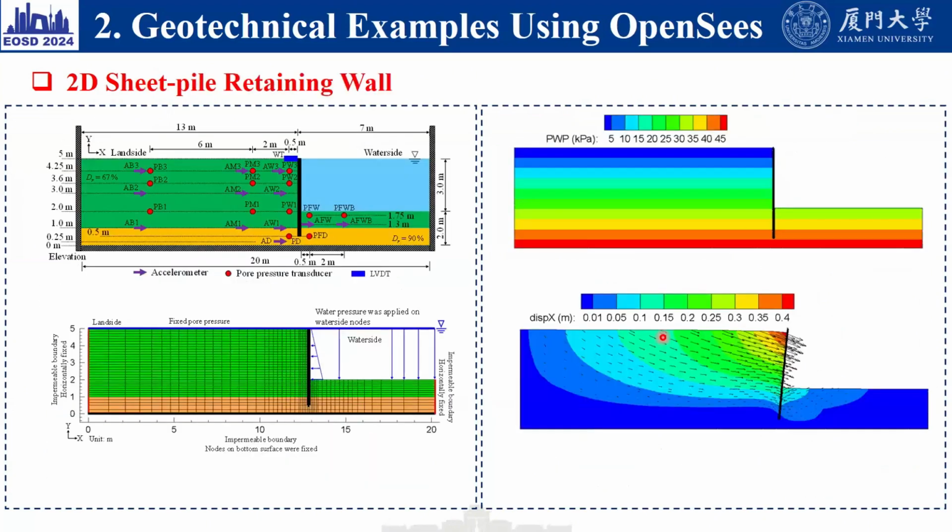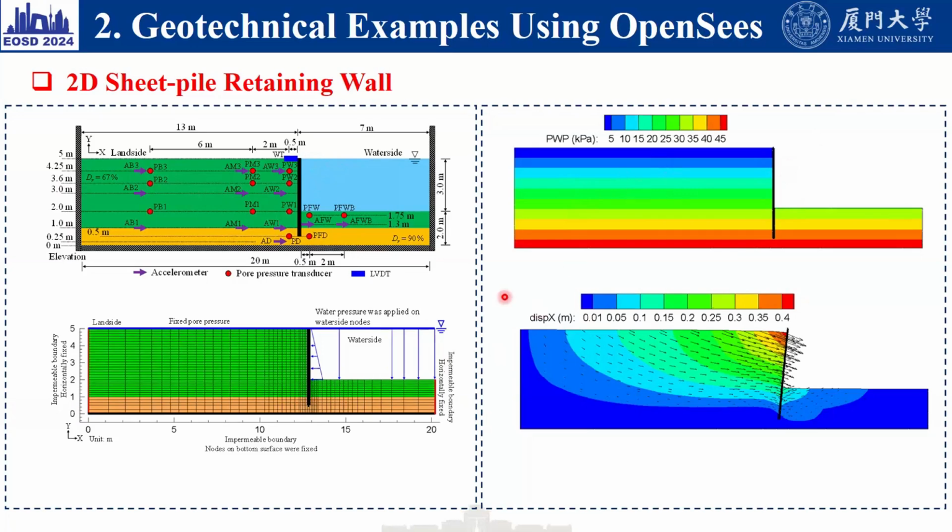So this is another example, 2D sheet pile retaining wall. It was also verified by many centrifuge tests called LEAP, Liquefaction Experiments and Analysis Projects. You will find a lot of centrifuge data there. Also, we create a finite element mesh for it. We use elastic beam column to model the sheet pile. The upper layer, the green part here, is the liquefiable layer, and the bottom yellow here is a non-liquefiable layer, so that it can hold the pile.